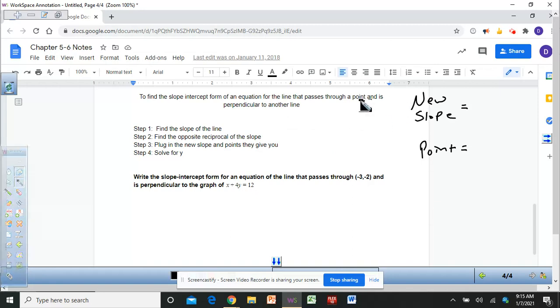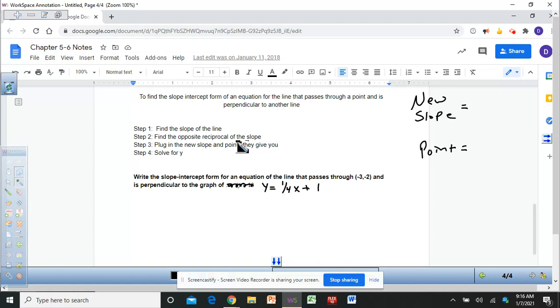So when I need a new slope, what I mean is perpendicular lines cross at a 90-degree angle, meaning our slopes are negative reciprocals. I'm just going to rewrite this one real quick for you. So we're going to say this is going to be y equals 1/4 x plus 1. So we need a new slope.